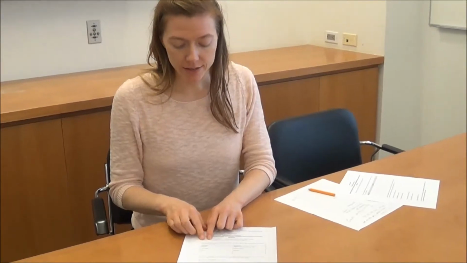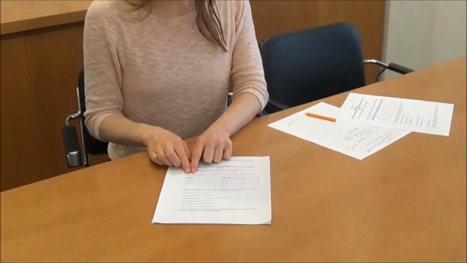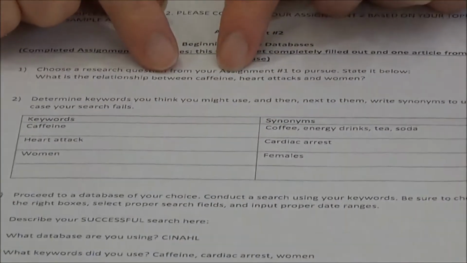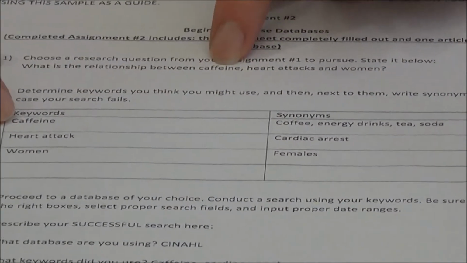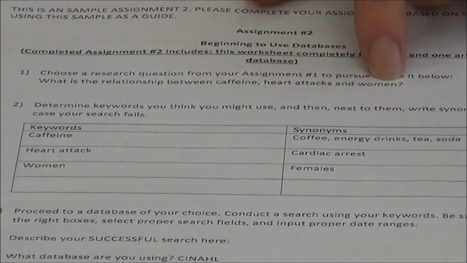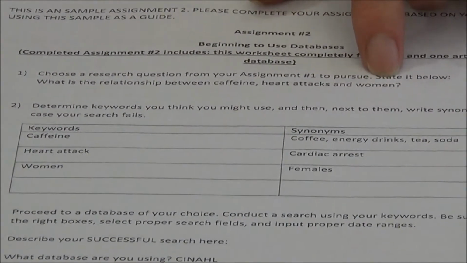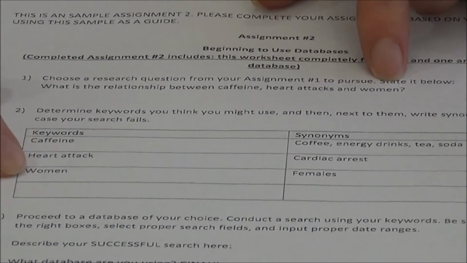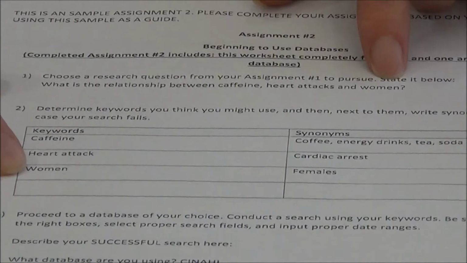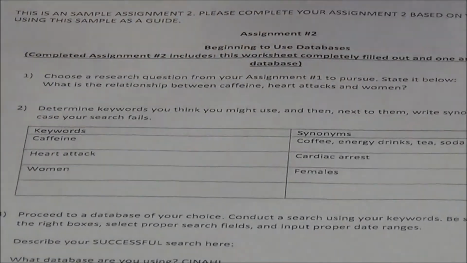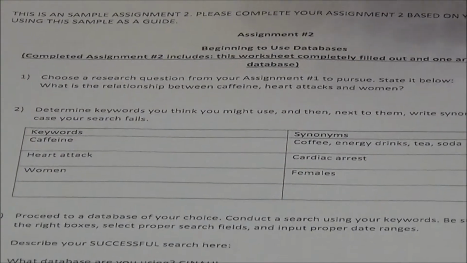So after that, I came up with keywords I thought might be useful, and synonyms. Of course, I took my main ideas, which are caffeine, heart attacks, and women, as my main keywords to enter into the search boxes in the database. But because I wasn't sure if these were going to be the most effective words, before I even started, I thought of synonyms to enter in case I needed to try something different.